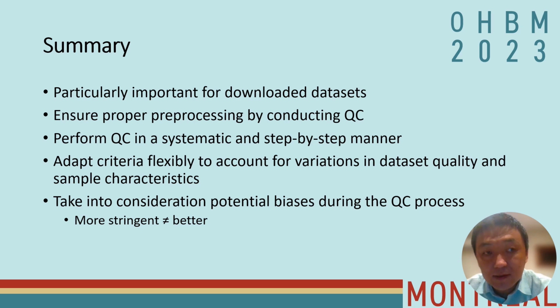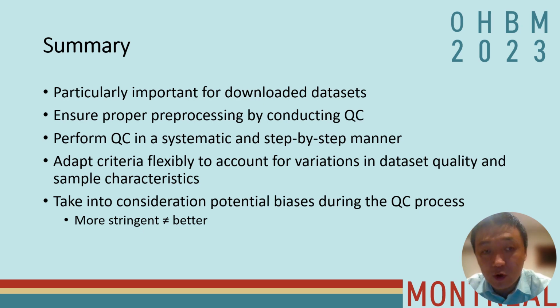To summarize, as the sample size in an fMRI study becomes larger and larger, it becomes increasingly important to do quality control because the data are usually from somewhere else and not collected by the researchers themselves. Therefore, it's always good to look at the data before you process the data. And also, quality control is not only for identifying specific time points or artifacts or removing subjects. It also helps to ensure that all the pre-processing steps are performed properly. Therefore, we need to perform quality control systematically after each of the pre-processing steps.